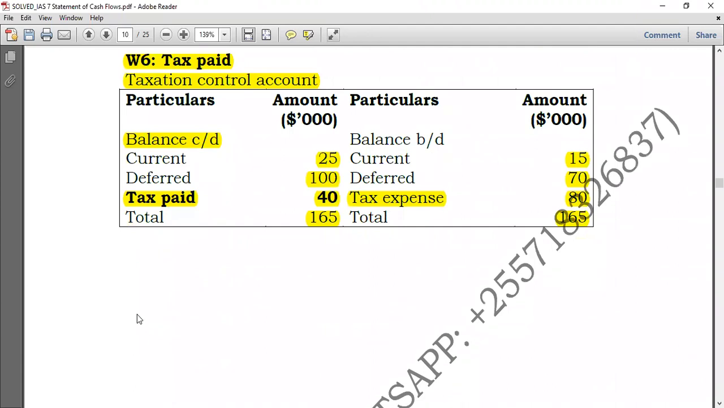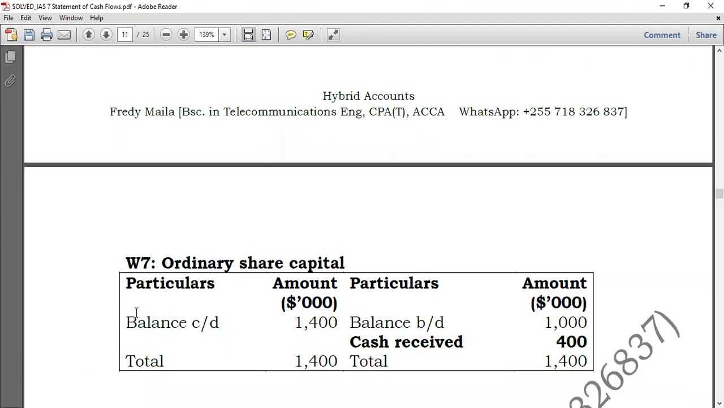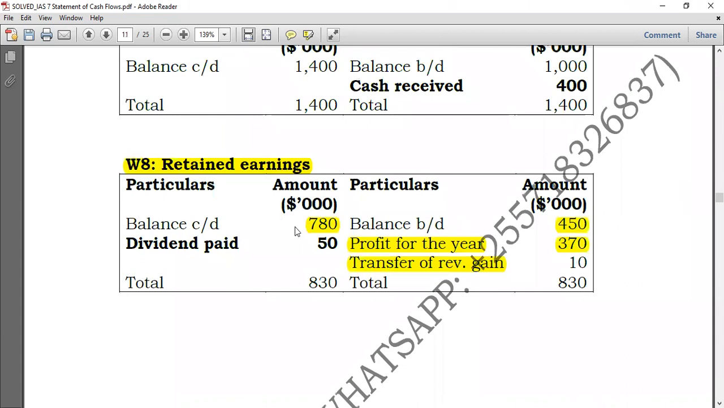So I just go to the retained earnings account here. Retained earnings, we had opened it already, you see? So I say transfer of revaluation gain by 10. After having done this, you would find out that you have dealt with the income statement already.